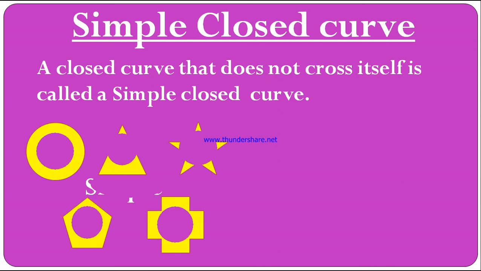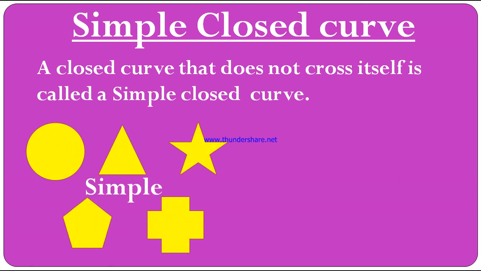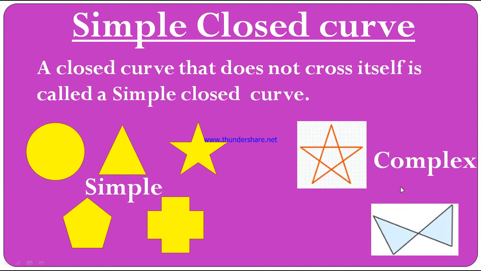See, these are all called simple closed curves because all are closed curves and none is crossing itself. You can see that complex curve. Here you can see it intersecting. It's crossing itself. You can see the cross symbol here. So these are complex curves. These are not simple closed curves. A simple closed curve does not cross itself.